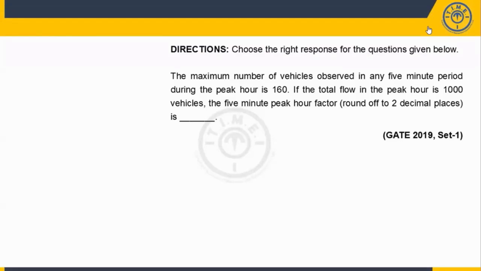Sorry for this trouble. Am I audible to you? Please respond. Okay. This is from traffic engineering.